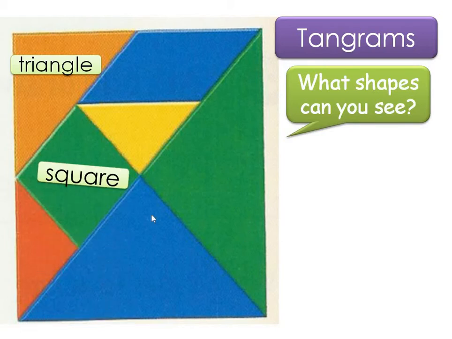We can see a square. Yes, we can see a square. How many squares do we have here? We have only 1, right? A square. Okay, what else can we see?